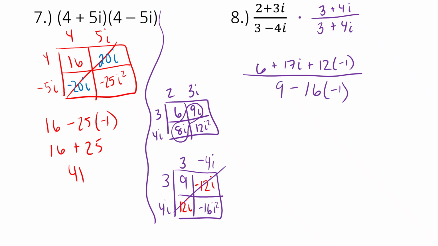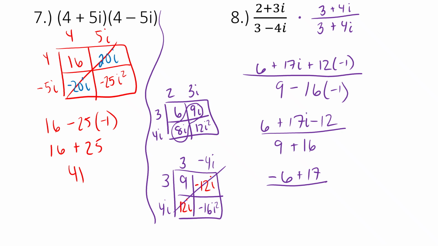And then we have just a little bit more scratch work to do. So 12 times negative 1 is minus 12. Drop the i there. And here, this would be negative 16 times negative 1, which would give you a positive 16. In the numerator, 6 minus 12 is negative 6. And in my denominator, 9 plus 16 is 25. You might leave it like that.